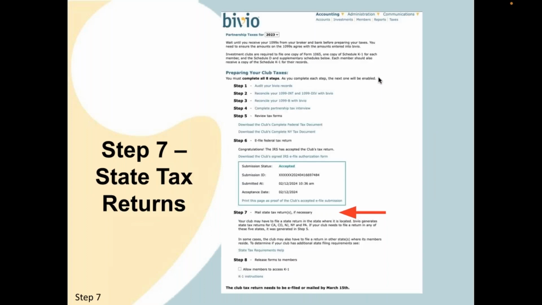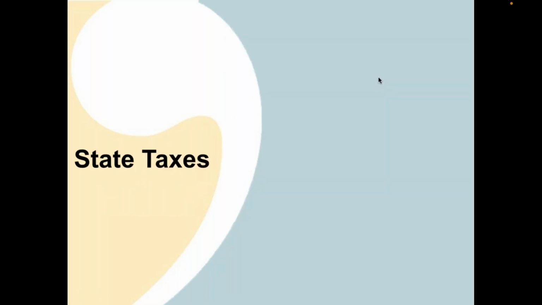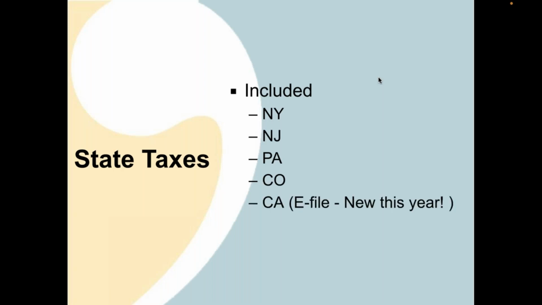Congratulations! Now you've submitted your federal tax return to the IRS, either by e-filing or by mail. Now you move on to step 7 and follow the instructions about filing any required state tax returns. Some states require you to file state partnership returns as well as your federal ones. Included in your bivio software are state return programs for New York, New Jersey, Pennsylvania, Colorado, and California. If your club needs them, state returns for these 5 states were automatically generated by bivio in step 5.